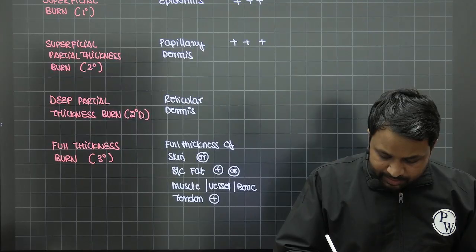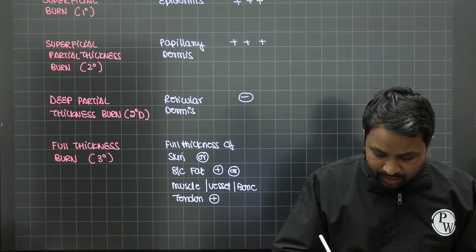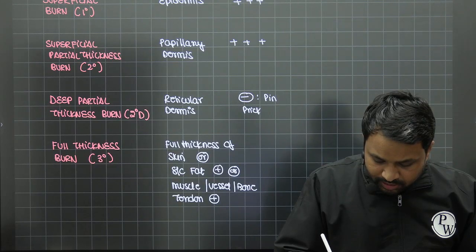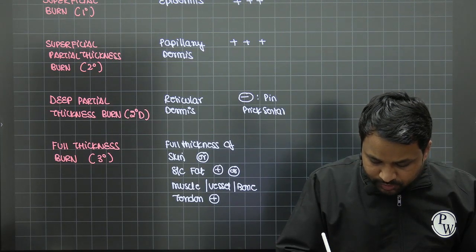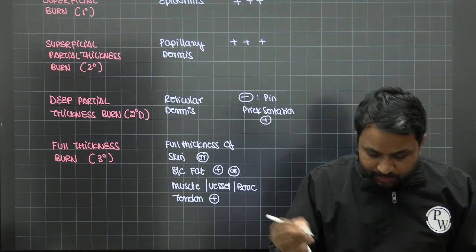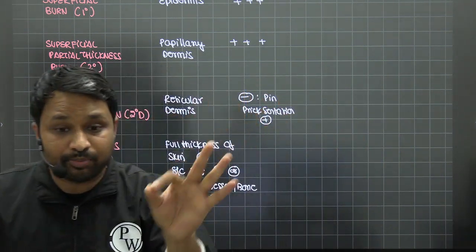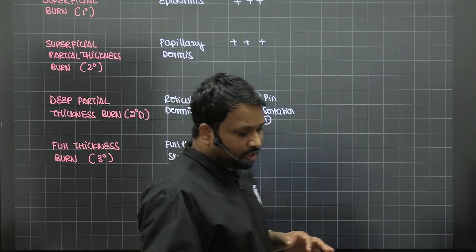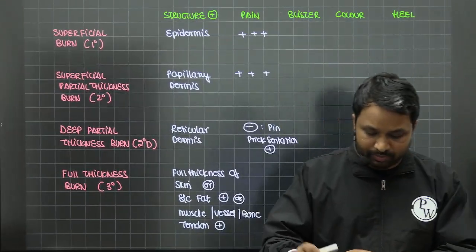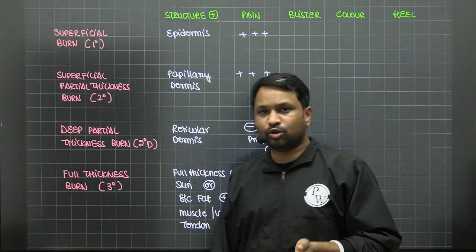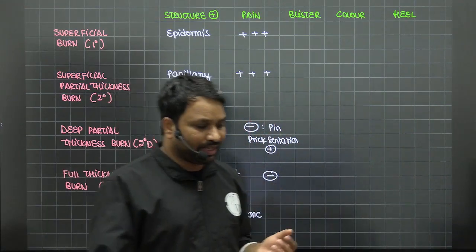The second degree deep does not have any pain, but they have something called pin prick sensation. So when you look at these patients, there will be an intact pin prick sensation. That means you touch, there will be no pain. But if you take a pin and prick it, that sting will be felt, and that is what we call the pin prick sensation. Full thickness burns have no pain receptors, there are no nerve endings present, hence there will be no pain at all.